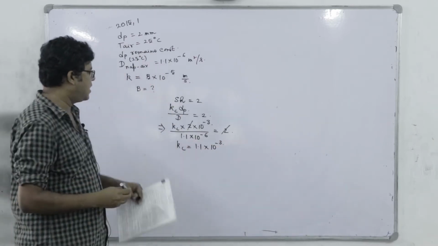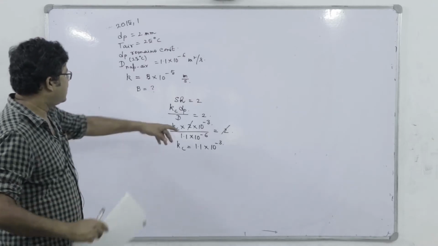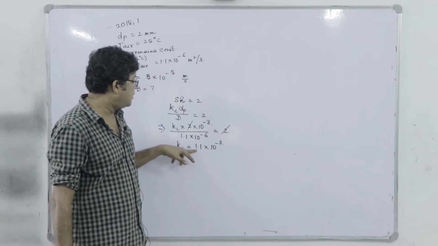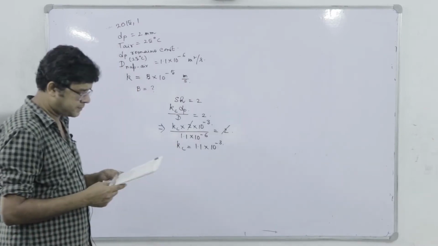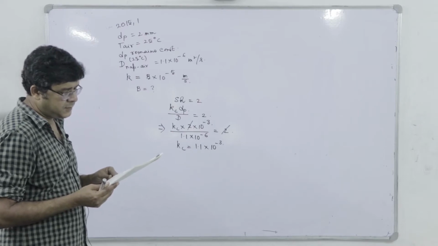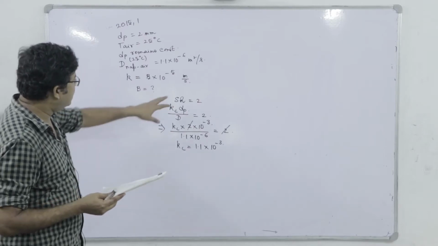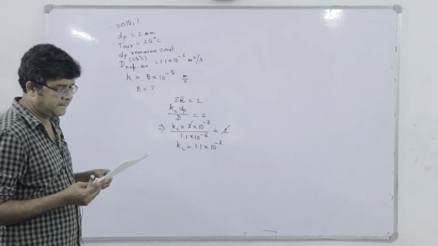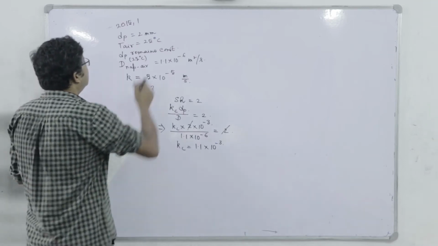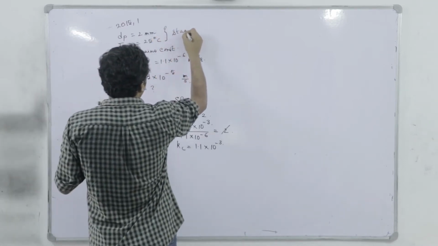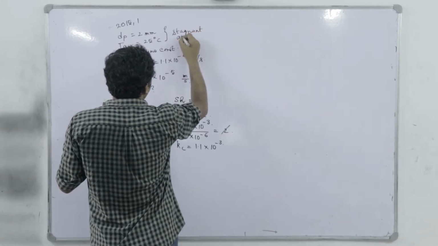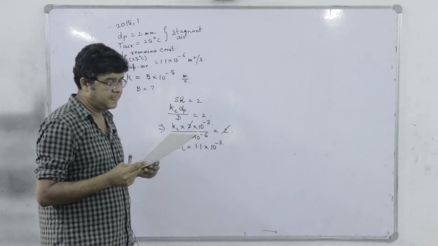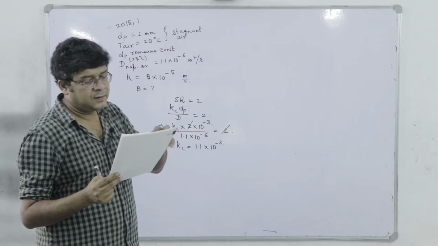And from there you can conclude the value, because if I write 10 to the power minus 5, we have to multiply it by 100. So, it is 110 meter per second. So, the crux of solving this problem is Sherwood number is equal to 2, because it is important to note that it is stagnant air. So, it is purely diffusion, and from there we can calculate Kc.